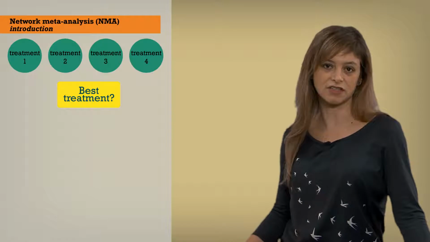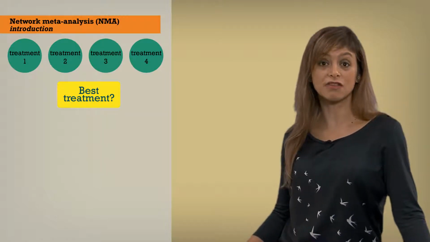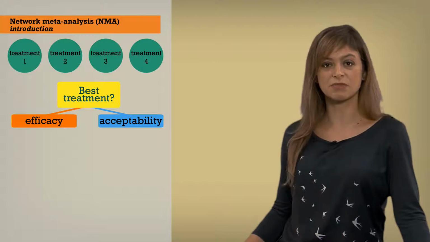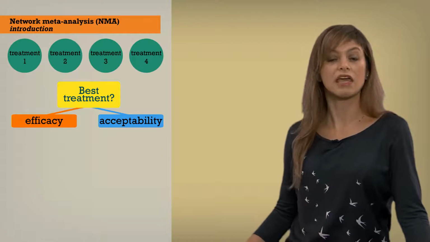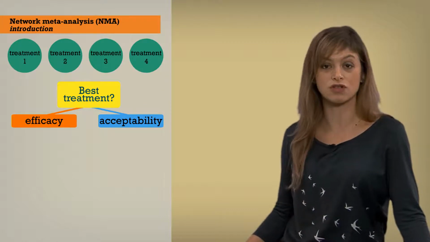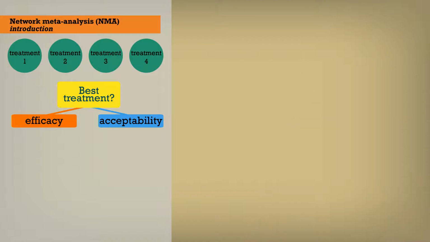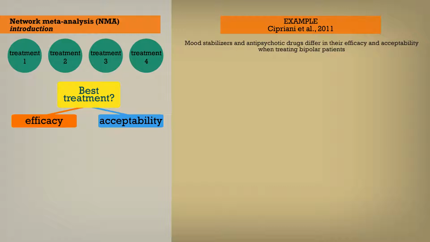The plethora of treatment options gave rise to the need for comparative effectiveness research. Increasingly more systematic reviews focus on comparing the efficacy and acceptability of many, if not all, available interventions for the same condition. Even within a class of interventions, there are many options, and they are not necessarily all equal. For example, Cipriani and colleagues found that mood stabilizers and antipsychotic drugs differ in their efficacy and acceptability when treating bipolar patients. Randomized controlled trials that compare all treatment options are usually not feasible, so other methodological approaches are needed.